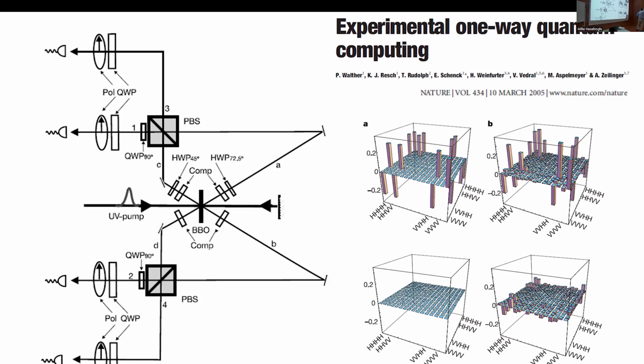So now this state that is generated by this spontaneous parametric down conversion can be shown to be equivalent to a cluster state. This is a cluster state. How can we show that? We can show that by explicit calculation. So if I were to take this state.